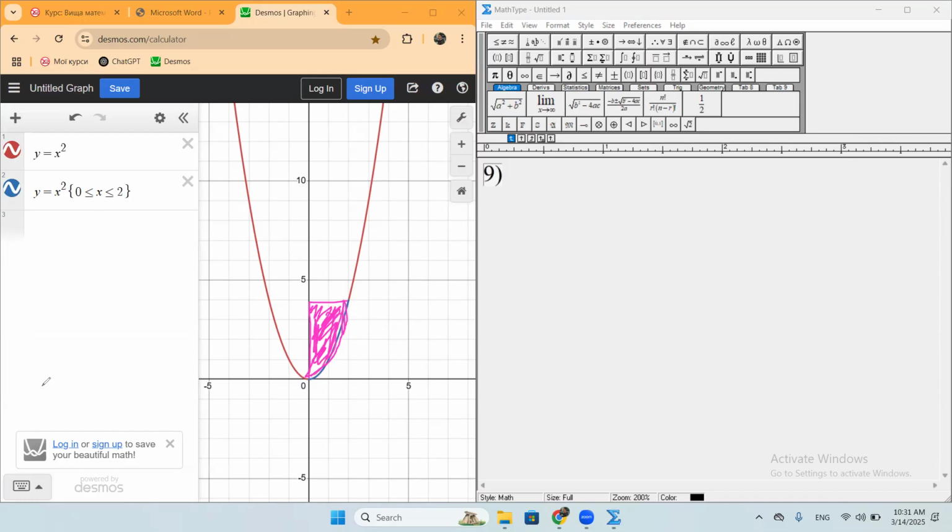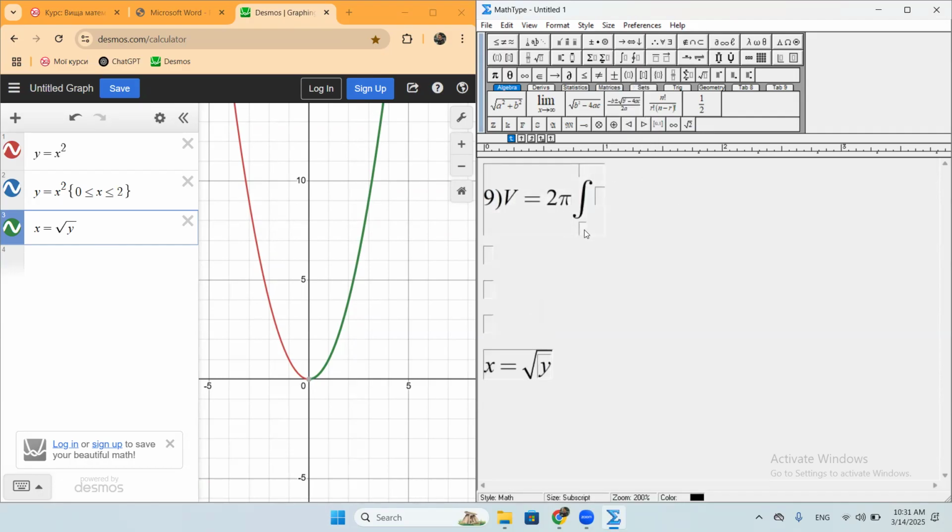Okay. And now let me clear it. So x equals square root of y. So we need to write this function explicitly. So now x depends on y. And the formula of the volume is the following.